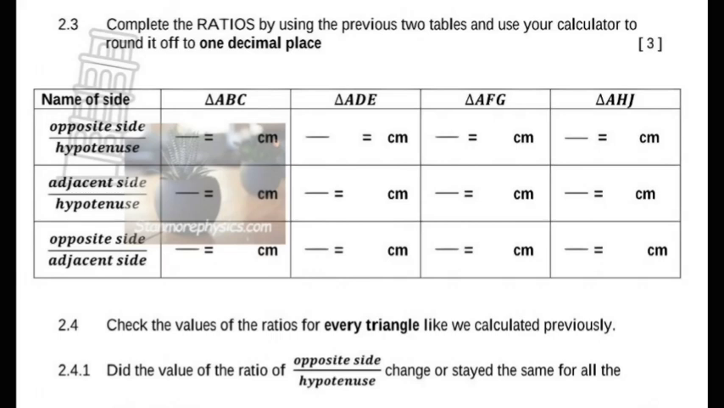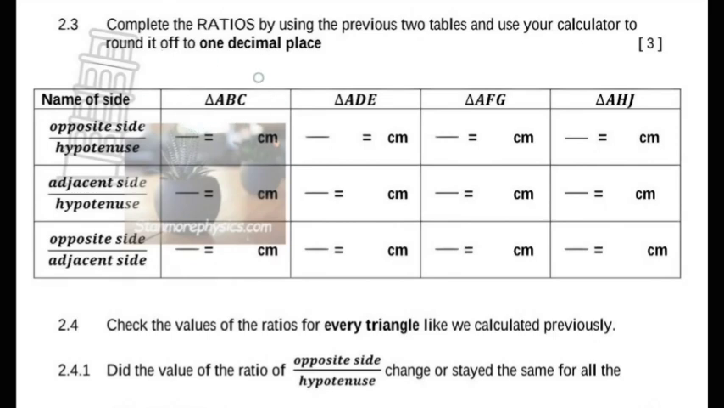So we're now going on to 2.3. It says complete the ratios by using the previous two tables and use your calculator to round it off to 1 decimal place. So they are expecting a final answer from us here, and we would have to calculate and give it to 1 decimal place.